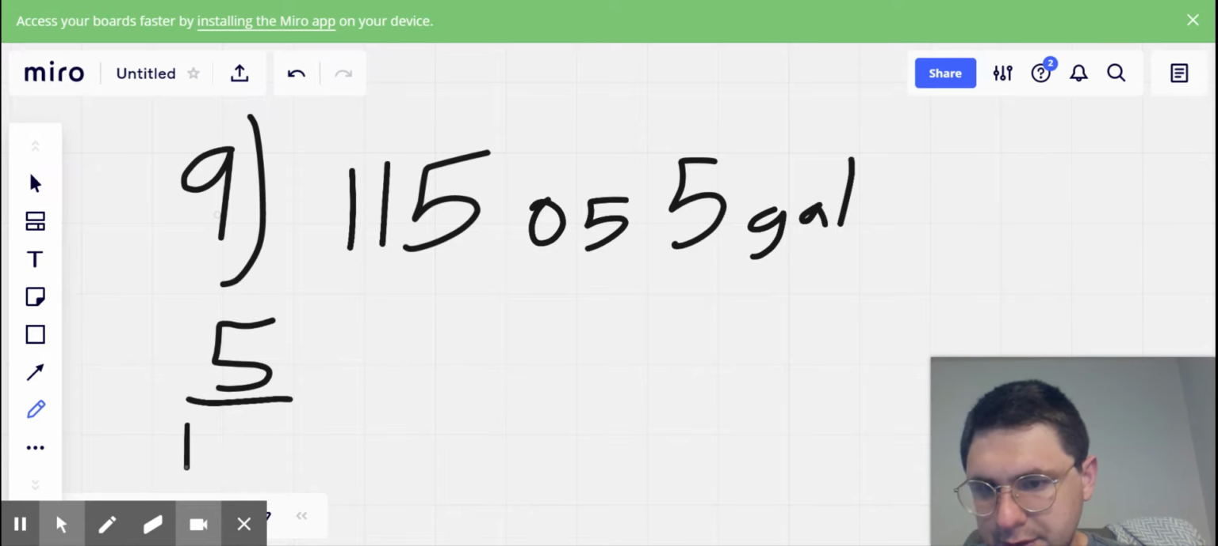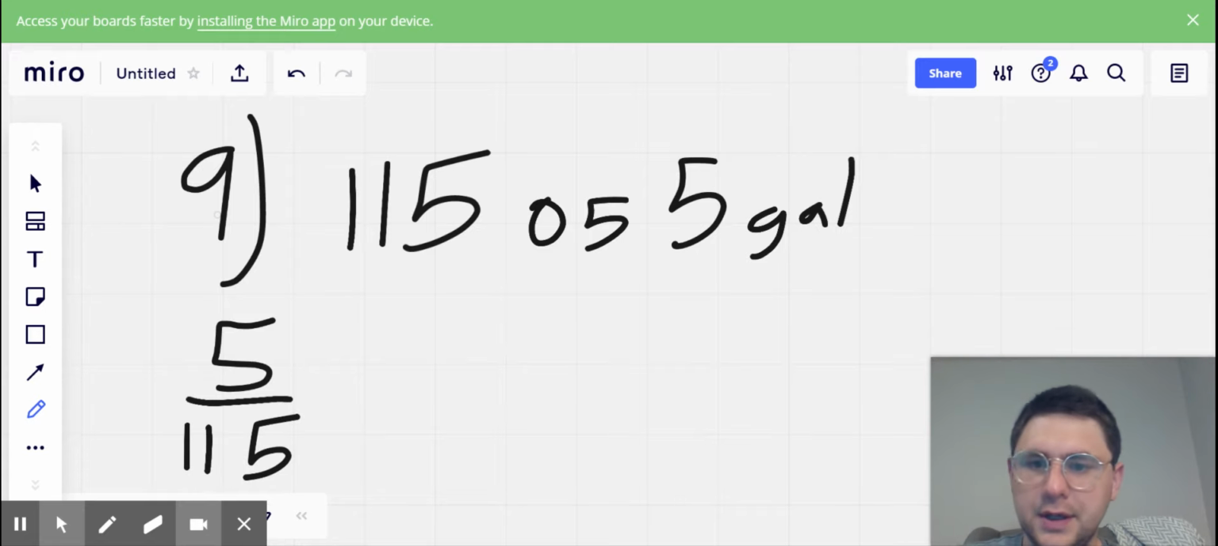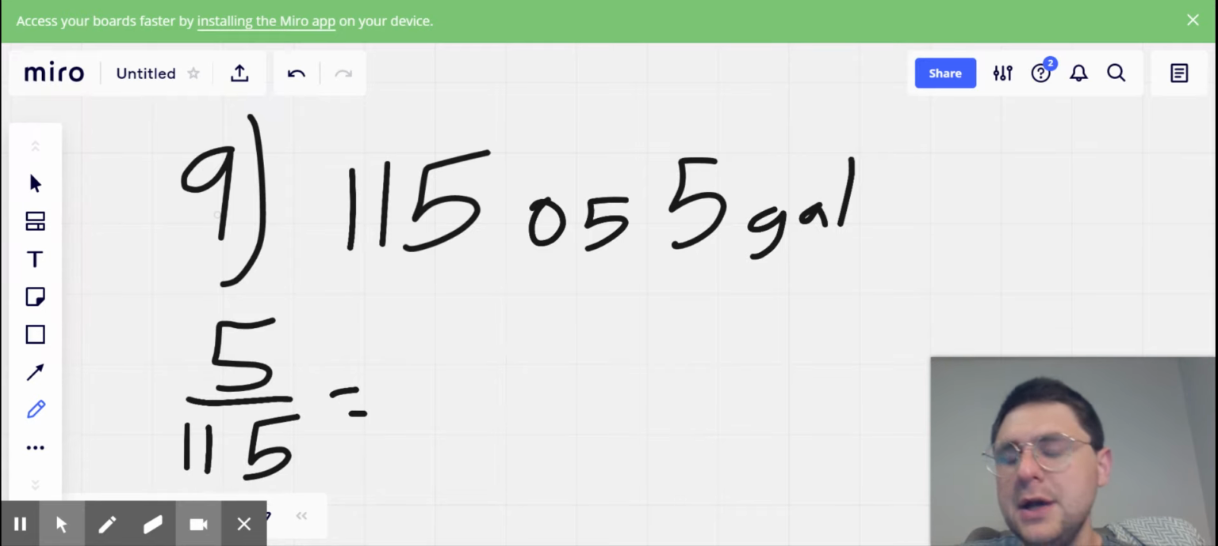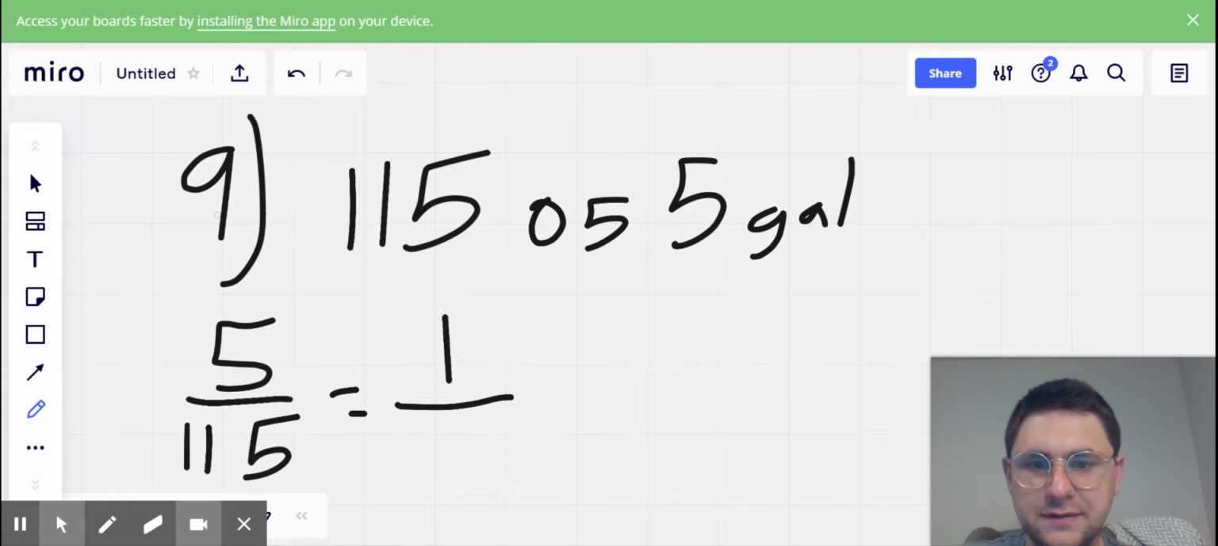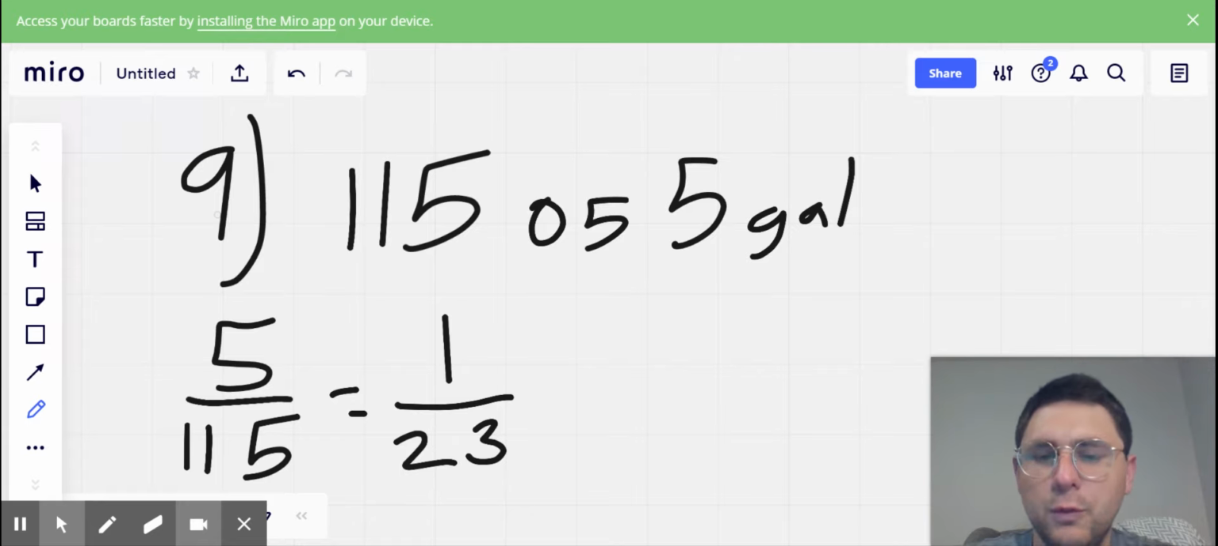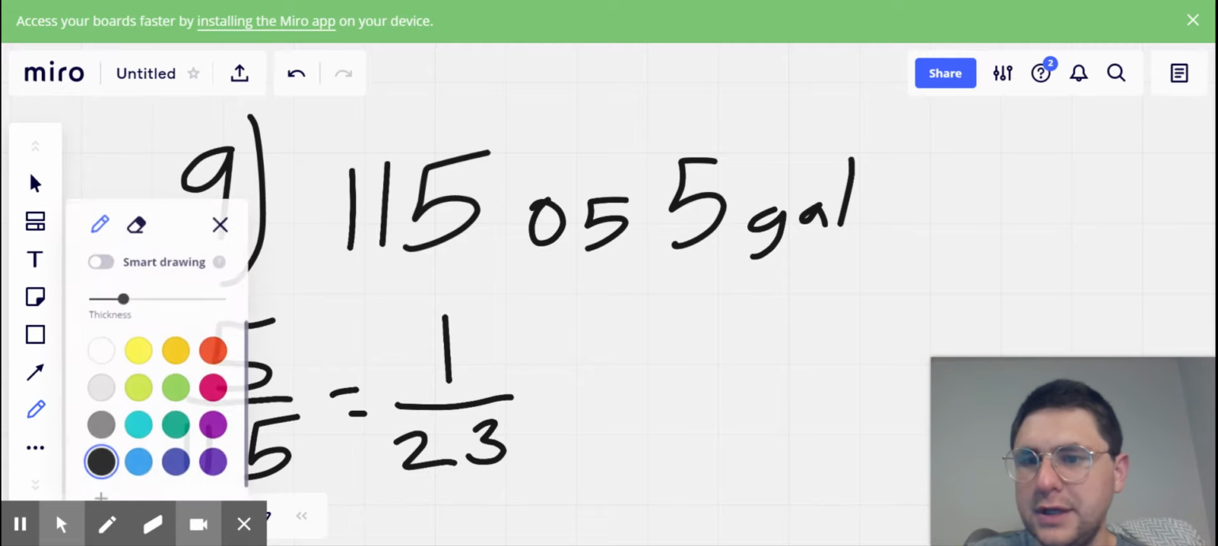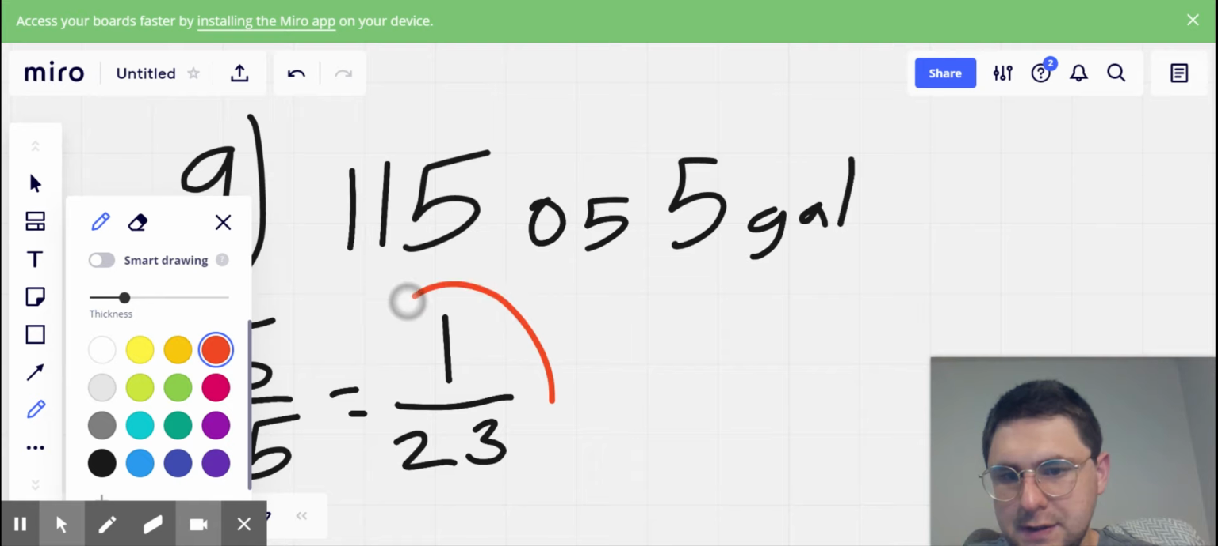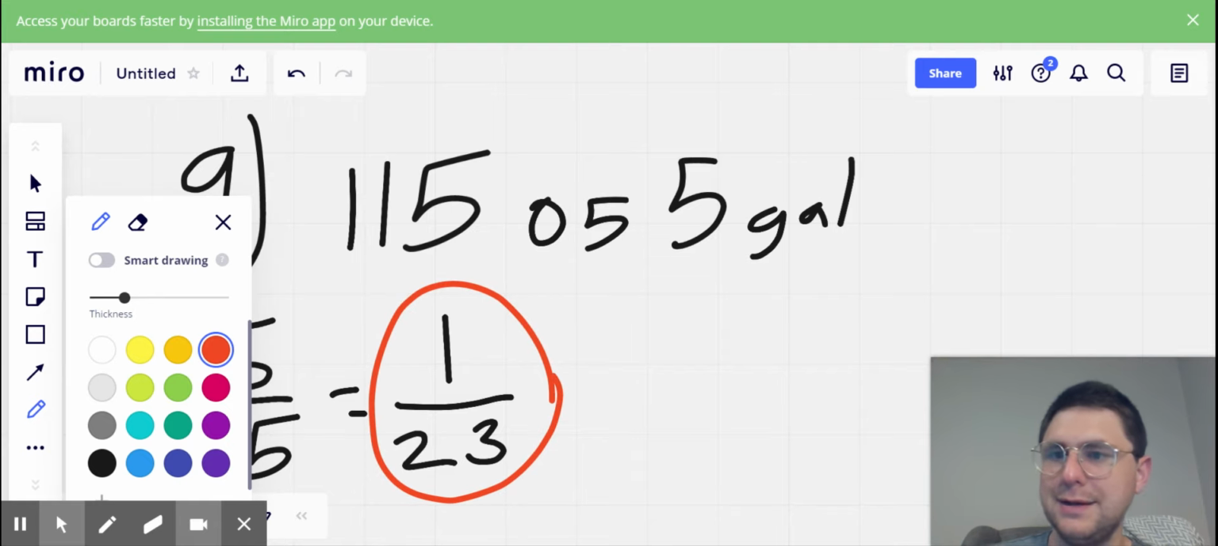5 to 115. Remember, this is the rate part. Okay, so I'm going to reduce this as much as I can. What I notice is that both of these numbers are divisible by 5. Okay, so 5 divided by 5 is 1. And then 115 divided by 5 is 23. Okay, so 1 to 23, we can't divide 1 by anything, that one can't get any smaller, so we're going to leave it as is. So 1 to 23 should be your rate. Okay, so that's what goes underneath the rate box.